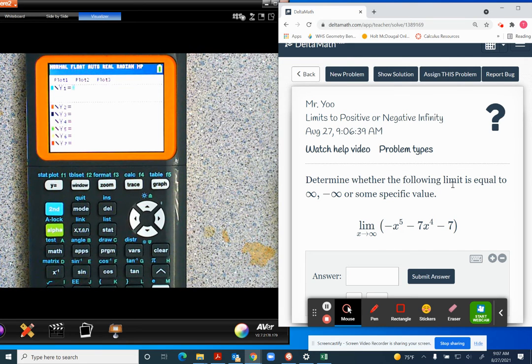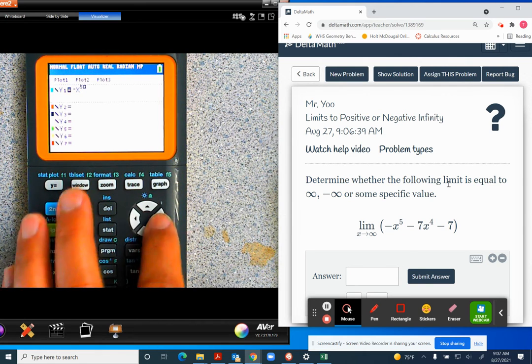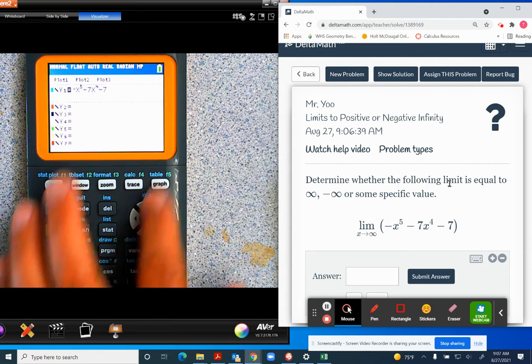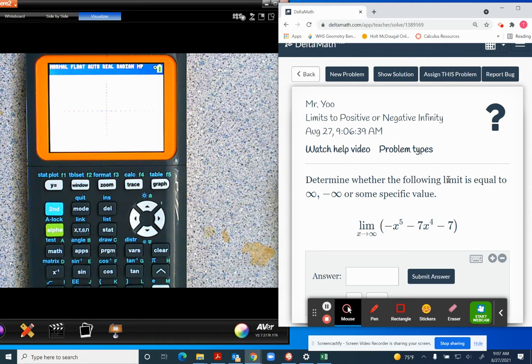Alright, so let's go ahead and put this into your graphing calculator. Make sure you put negative, not minus. Negative x to the 5th power and minus 7x to the 4th power. Again, you can use Desmos if you feel like Desmos is easier to use. Let's go ahead and graph this.